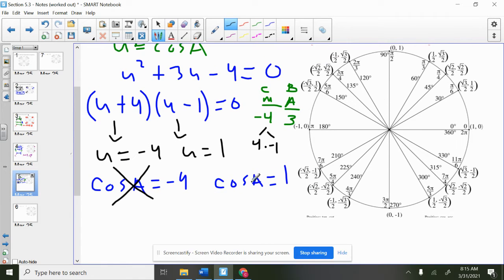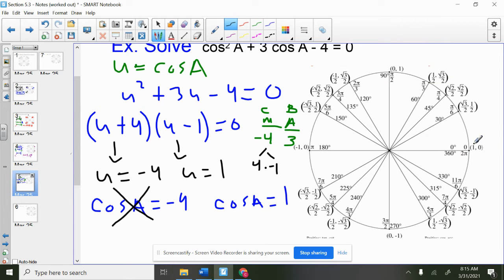So we do the same thing over here. What angle would give you an x value of 1? Well, I have a 1 right here as an x value.